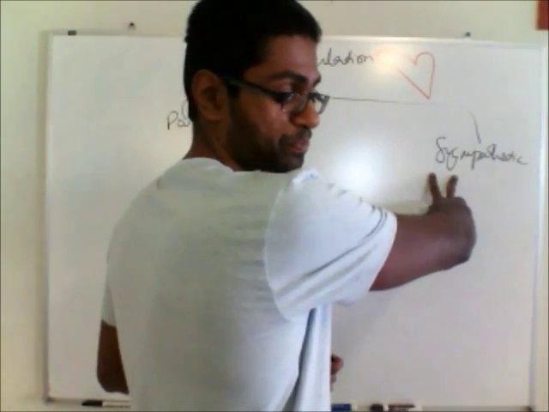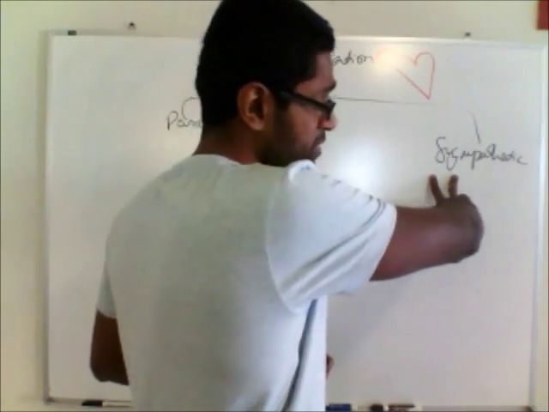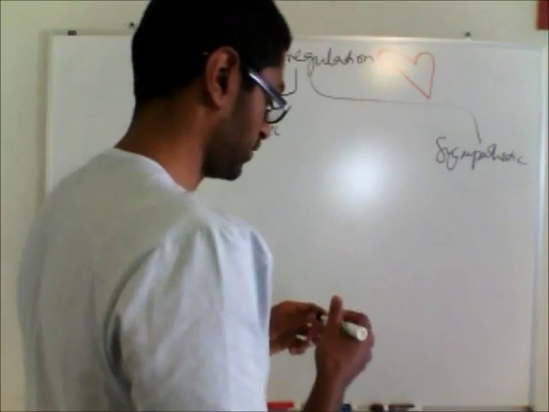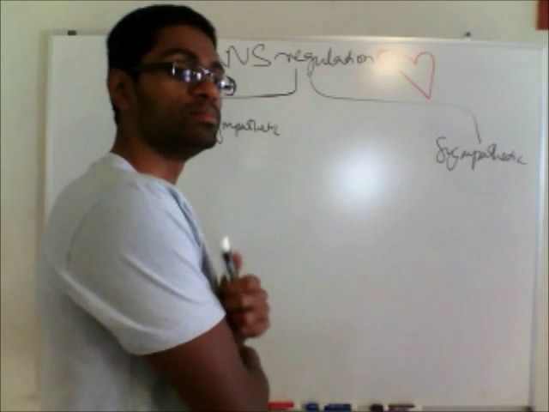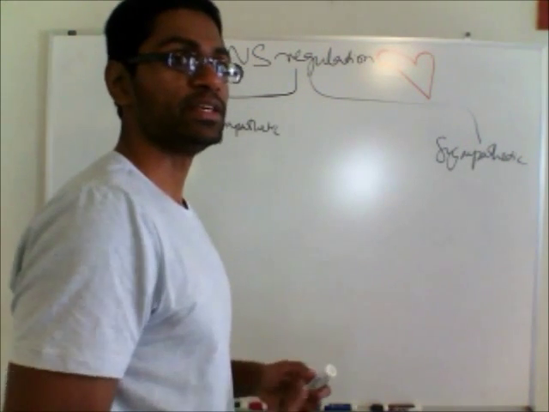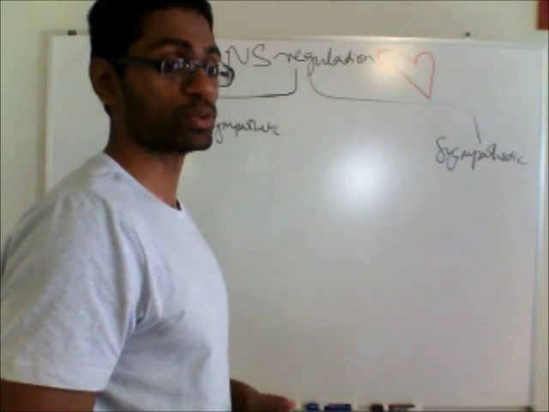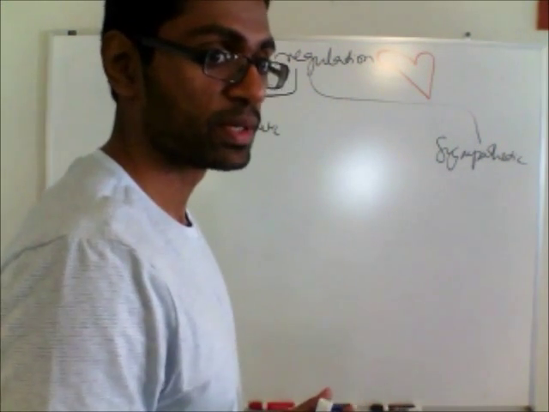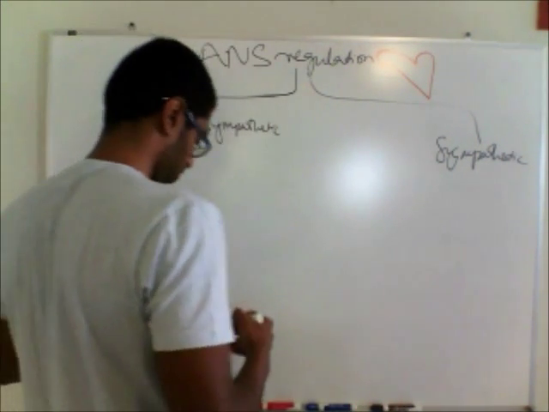All right. Now, what is the neurotransmitter that the sympathetic neurons that innervate the heart use to speed the heart up? Okay, it's norepinephrine. All right.